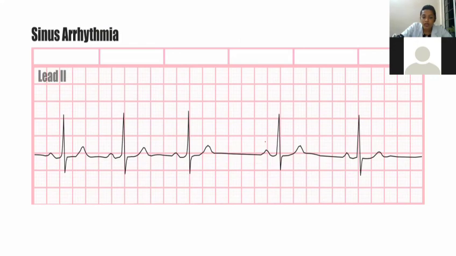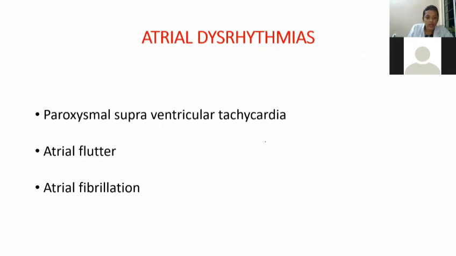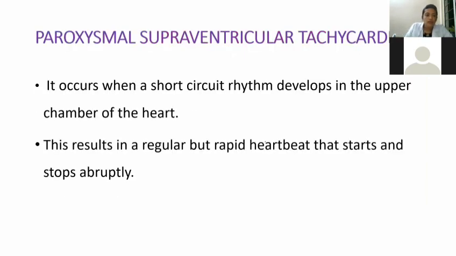Next, we are moving on to atrial dysrhythmias. Regarding atrial dysrhythmias, there are mainly three: paroxysmal supraventricular tachycardia, atrial flutter, and atrial fibrillation. So let's see this in detail. In supraventricular tachycardia, it occurs when a short circuit rhythm develops in the upper chamber of the heart. Here you have to note that in atrial dysrhythmias, there will be some abnormality or some disturbances with the P wave.